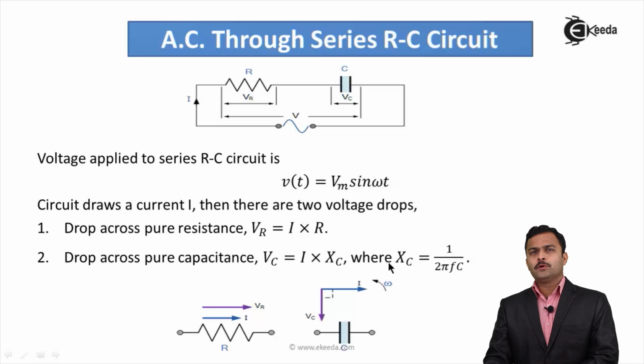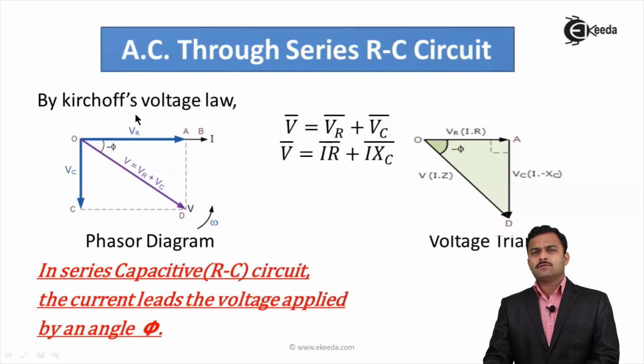Now we have seen for a pure resistance, voltage and current are in phase, that means the angle between them is 0, and for a pure capacitor, voltage lags current by 90 degrees, or you can say current leads voltage by 90 degrees. So this will be the phasor diagram for pure capacitance. Now the total voltage supplied V is nothing but an addition of these two voltages. So by Kirchhoff's voltage law, I can say V bar equals VR bar plus Vc bar, because voltages are vectors, along with the magnitude they have a phase angle associated with them.